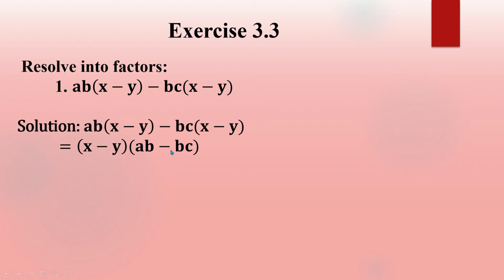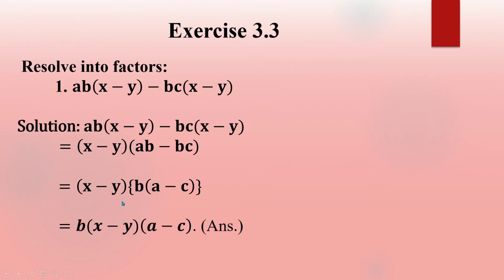Again, we can take B common here. So this is equal to (x minus y) into b into (a minus c). And finally we can write b into (x minus y) into (a minus c). This is the required answer. Clear, student?